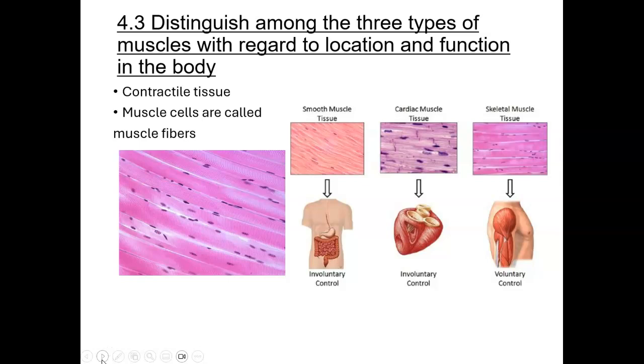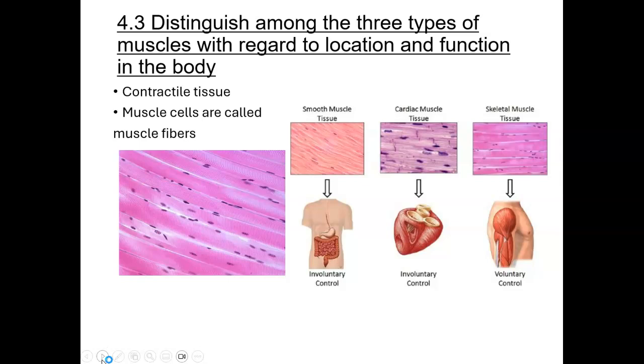We are on section 4.3, and I would like in this video to talk about both muscular and section 4.4 nervous tissue. So again, remind yourself of the four tissue types. We talked about connective. This video we're going to do muscle and nervous, and then we'll do epithelial in the next video. So distinguish among the three types of muscles with regard to location and function in the body.